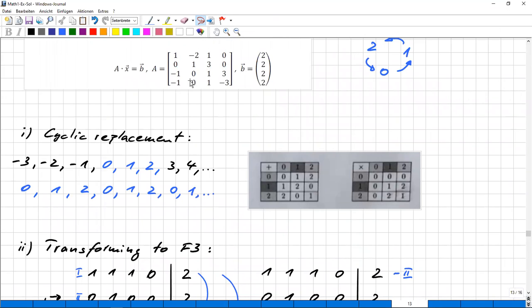I look at these numbers and I find, okay, everything that's inside 1, 0, 2 is fine. I don't change it. But -2, look here, corresponds to 1. -1 corresponds to 2. And -3 corresponds to 0. So that's all I do. The first line gets 1, 1, 1, 0. Yes, this -2 is replaced by 1.